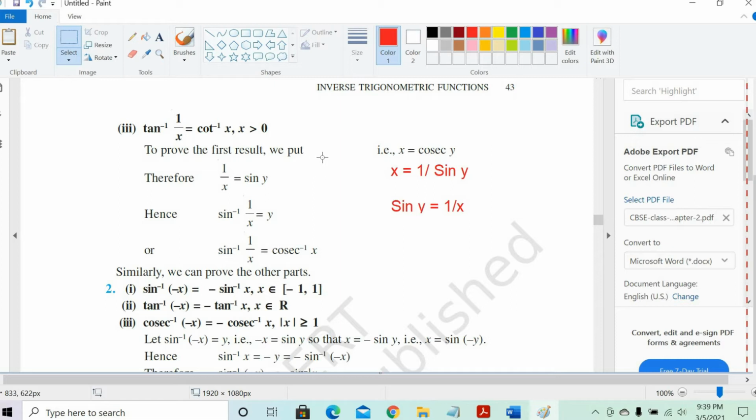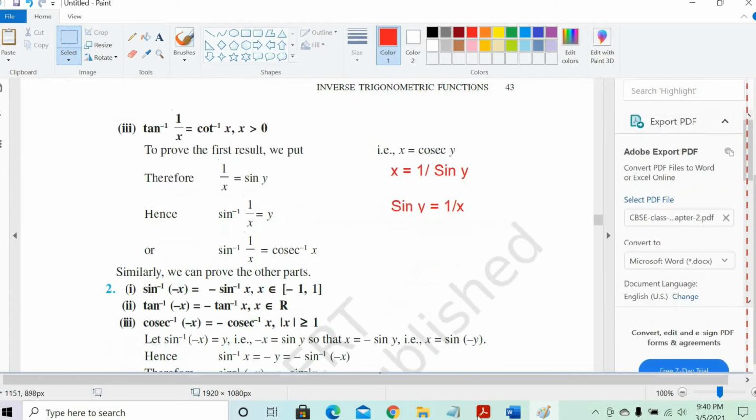Yes, sir. Then y is equal to sin inverse of 1 by x. Correct? Yes, sir. And y is nothing but the cosec inverse x. Proved? Yes, sir. Understood? So basically reciprocal. Sin inverse 1 by x will become the cosec inverse x. Clear?